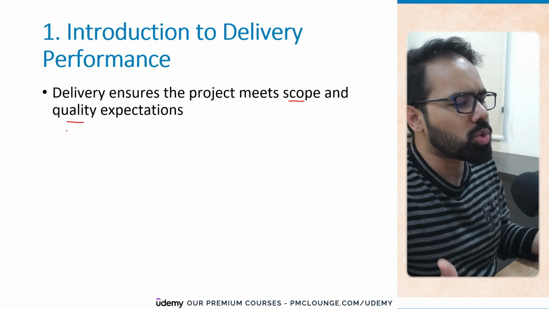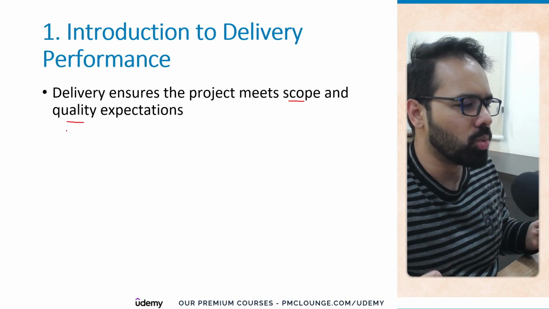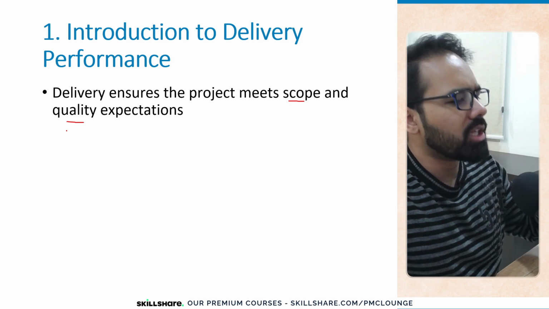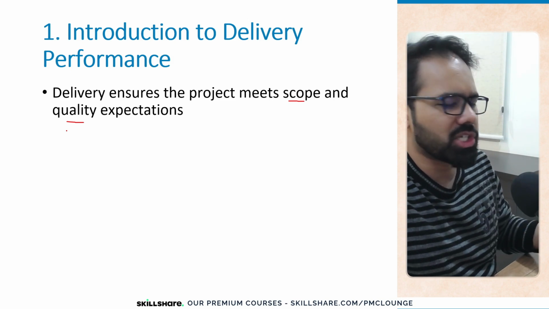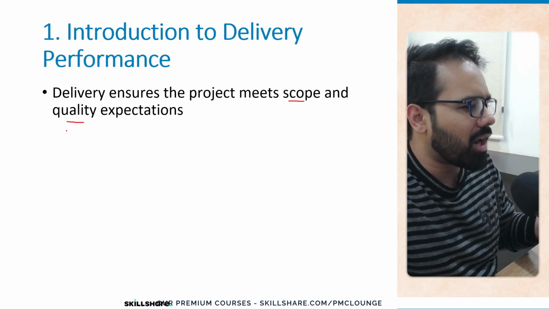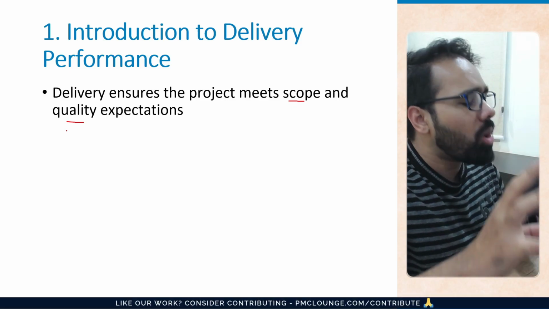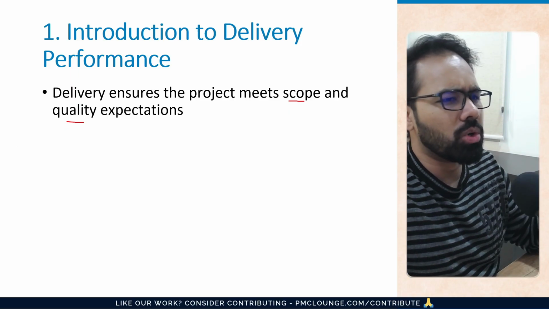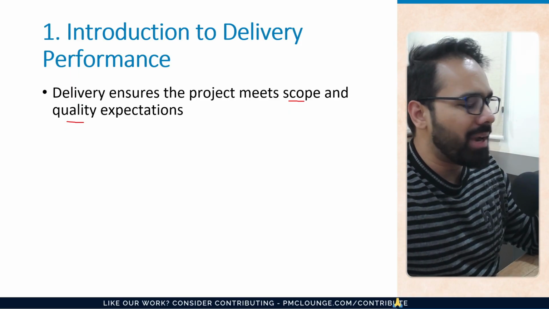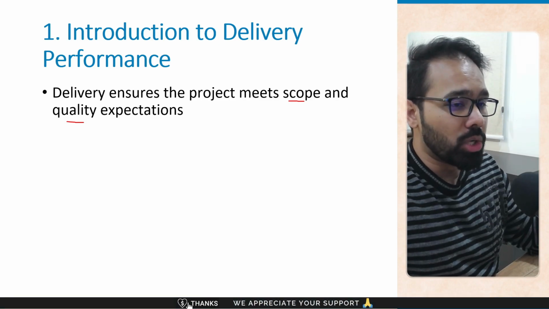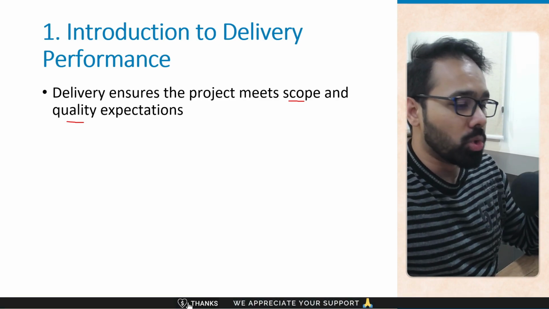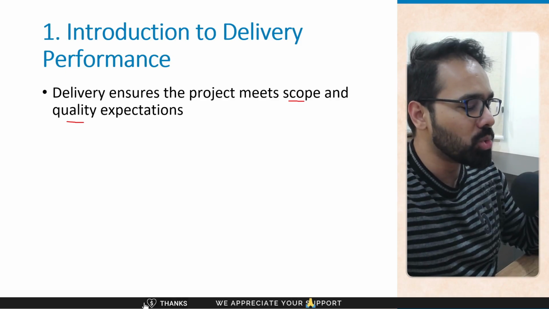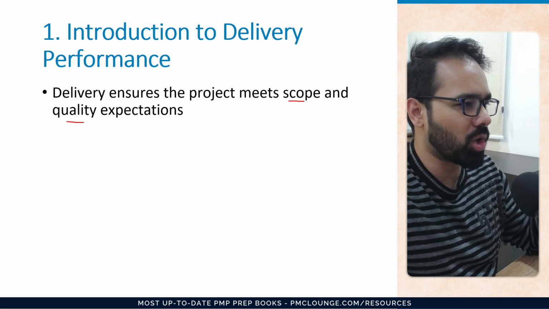For our e-commerce website example that we have been running through for all the performance domains, this means making sure the website has the agreed features like product catalog, shopping cart, secure checkout, while also meeting performance and usability standards. This could mean better or faster loading time, faster checkouts, a good user experience. It should be easy for users to navigate and search for products, stuff like these.